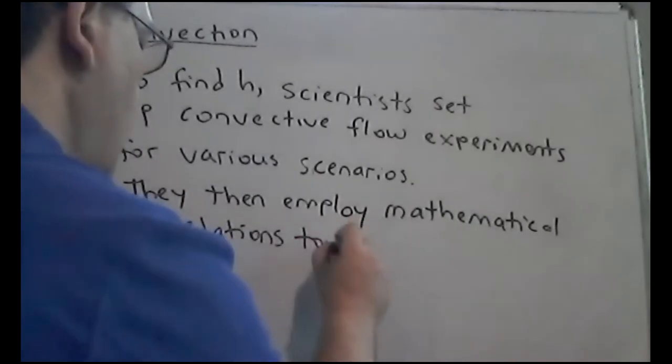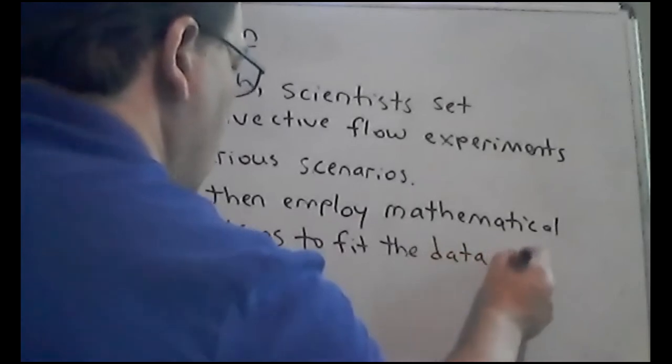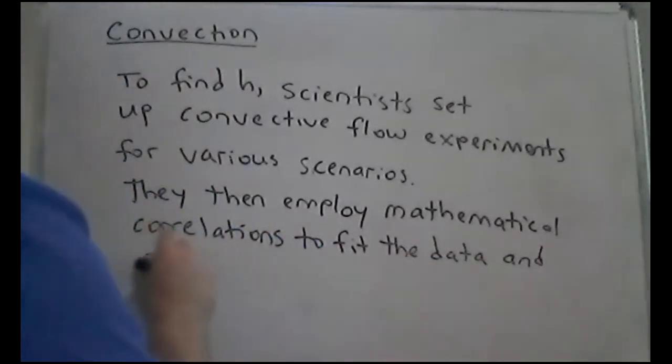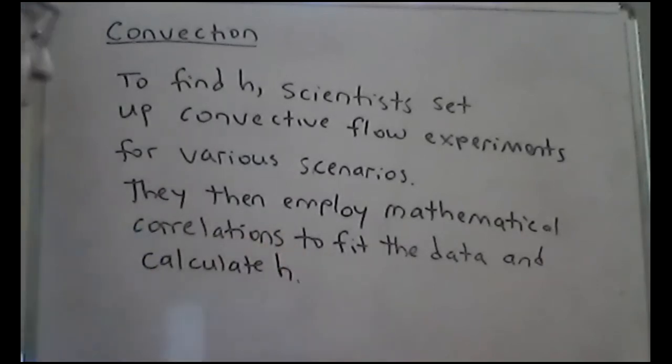To fit the data and calculate H. Now, when I say ugly, I mean really ugly. You can have a fraction of two different terms added together, and they may have fractional powers and so on and so forth. It's just whatever equation you can find that can somehow give you a correlation that you can use to calculate H. There's no rhyme or reason why the correlation looks the way it does.